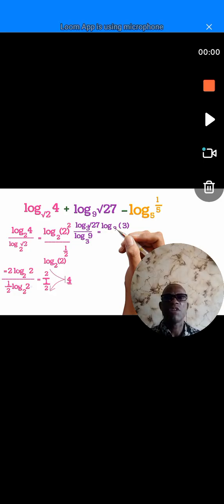As we look at the relationship between the bases, that is 9 and 27, the best base to change it to is base 3, because 3 is a power of 9 and 3 is also a power of what? 27.